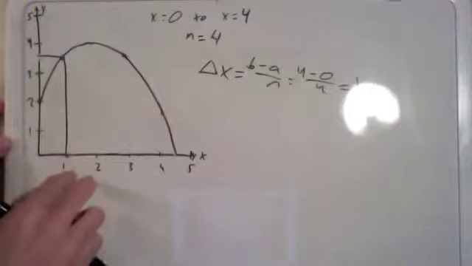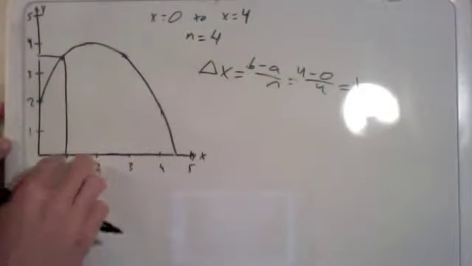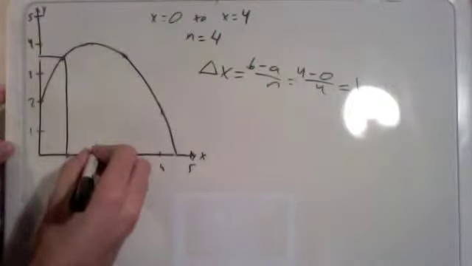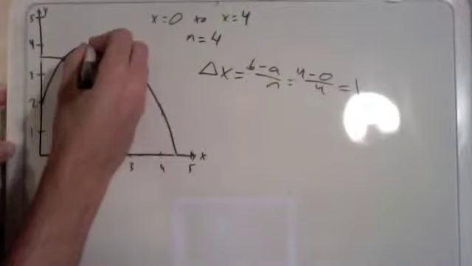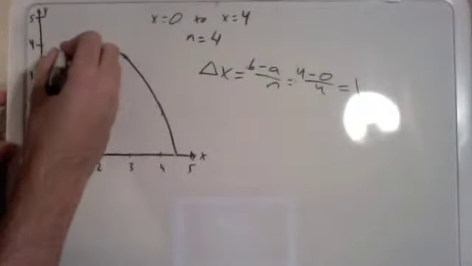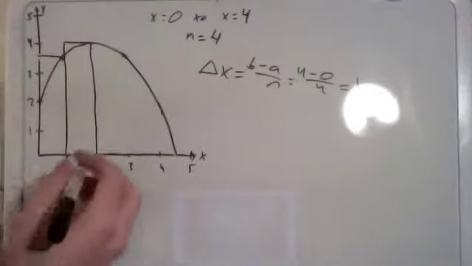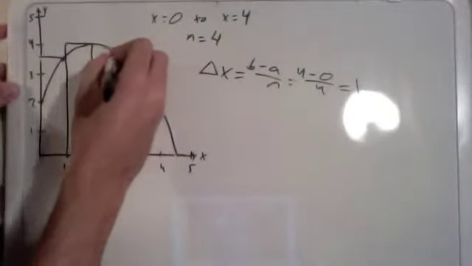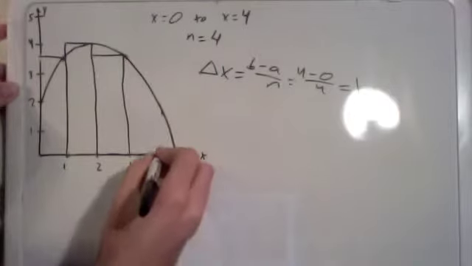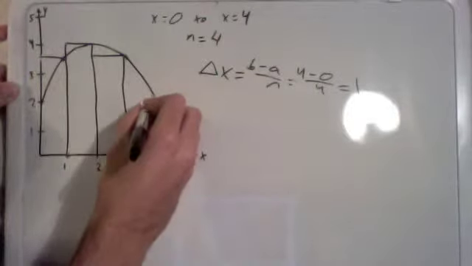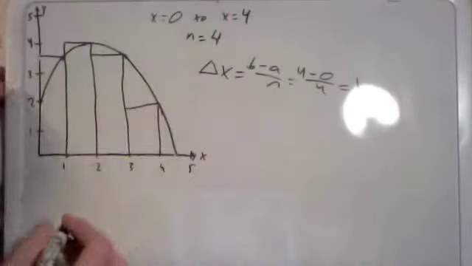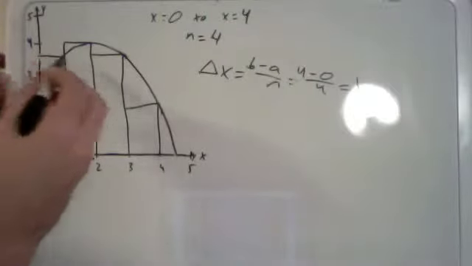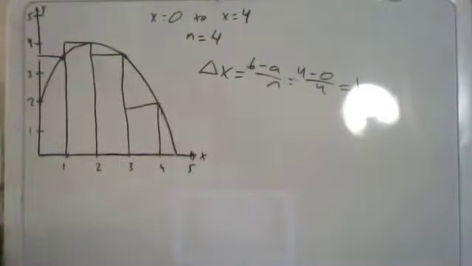rectangle has a delta x of 1 as well, so its width is 1. So once again we go up to the top and then over to the previous rectangle. Do the same thing here, right side and over, and here, right side and over. So this is going to be our approximation.